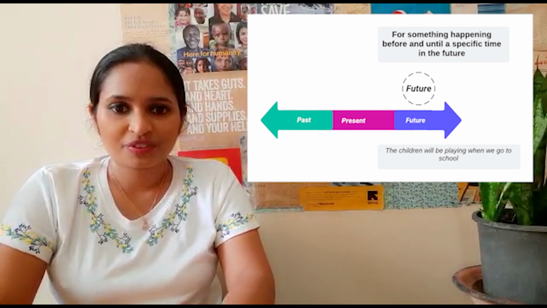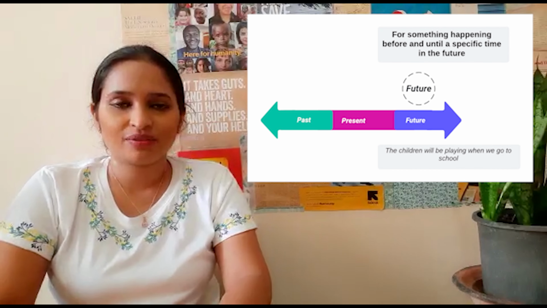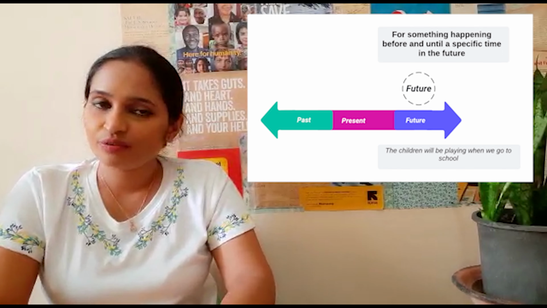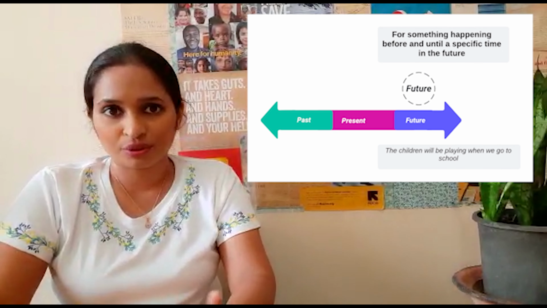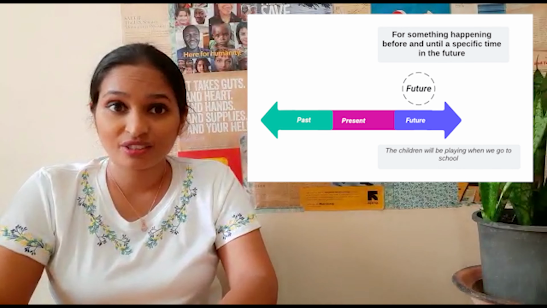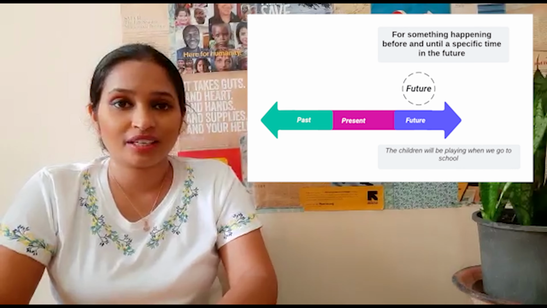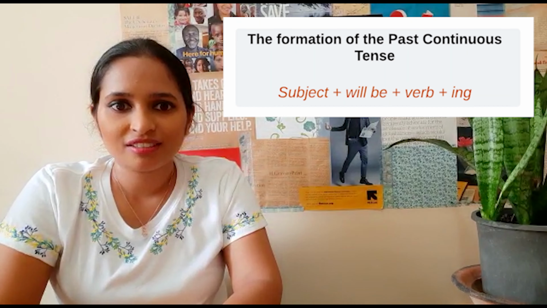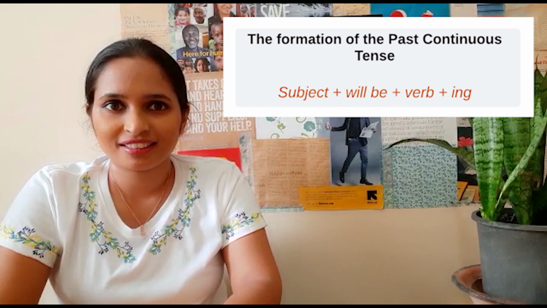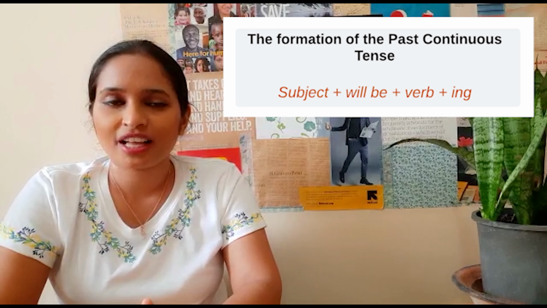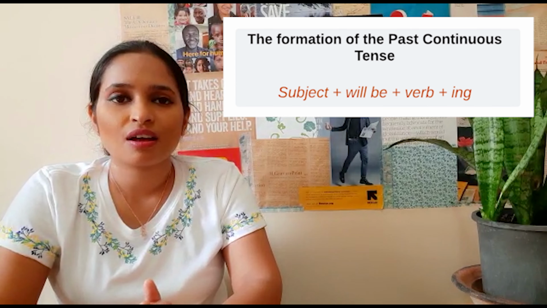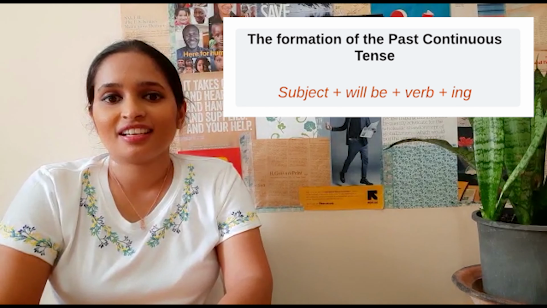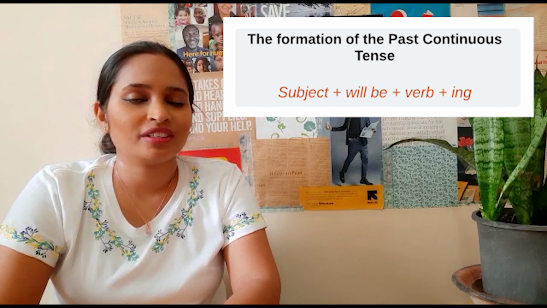For example, the children will be playing when we go to school. In this sentence, the children will continue to play even after we go to school, but the emphasis is on what they will be doing at the time when we go to school. The tense formation of the future continuous tense is the subject plus will be plus verb plus ing. It's very easy. Just one structure no matter what the subject is.